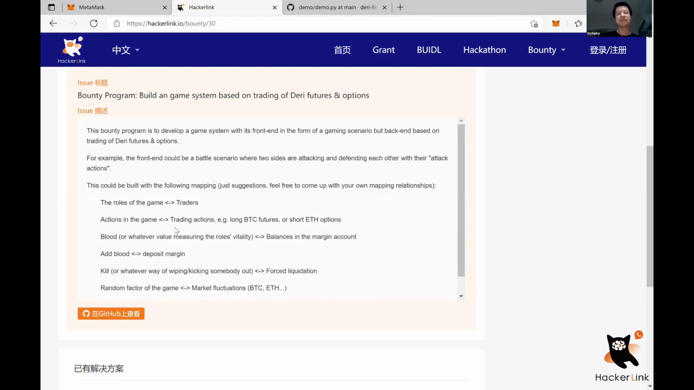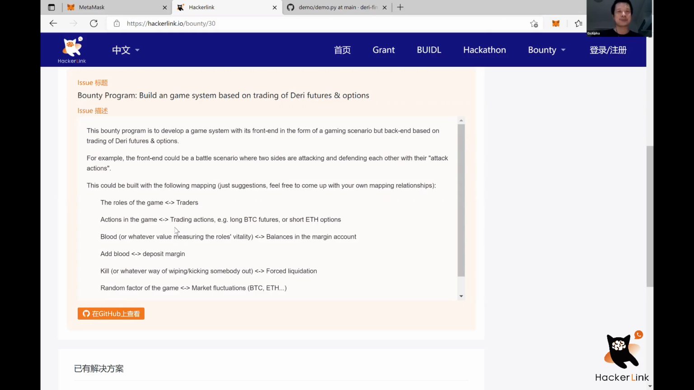And in the financial context, if I deposit margin, I'm increasing the balance of my margin account, right? But I can also take out margin, meaning I'm decreasing the balance of my margin account. If you map that action into the gaming scenario, that would mean adding blood, right? Well, in reality you cannot really add blood to yourself, but in a lot of games you can actually add blood to the characters or to the role, right?